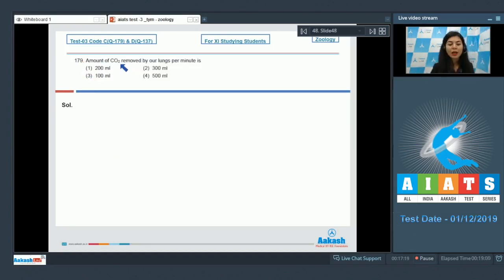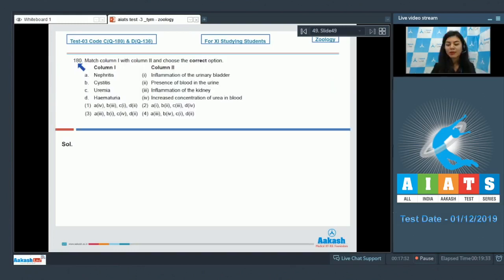Question 179. Amount of CO2 removed by our lungs per minute is 200 ml, 300 ml, 100 ml, 500 ml. It's a direct line from NCERT, straightforward question. The correct answer here is about 200 ml of CO2 is removed by our lungs per minute. Answer is 1.